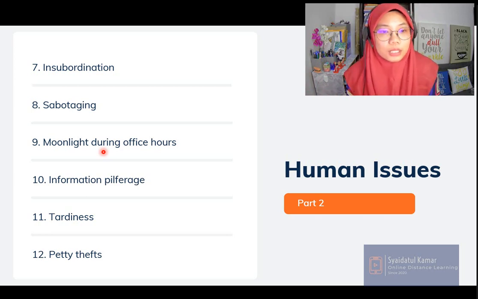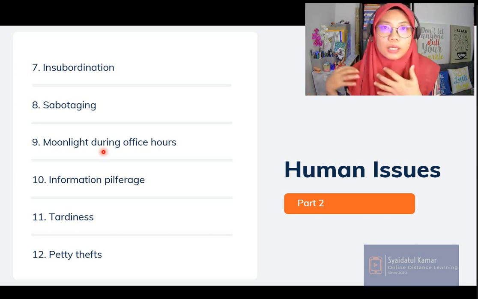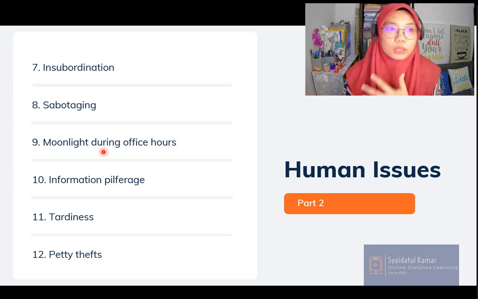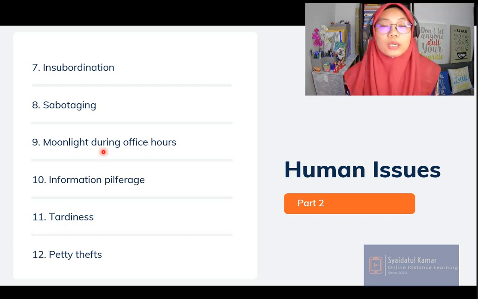Okay, and these are done during office hours, so they run off because they have this other job. They run off during office hours, so that is why they are usually not at their place. It's very difficult for you to contact them. They are always missing, because they focus more on, or they use the office hours to do, the other job. So that is what we call moonlighting during office hours.